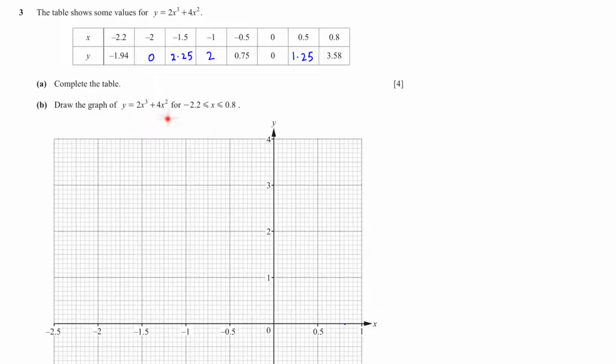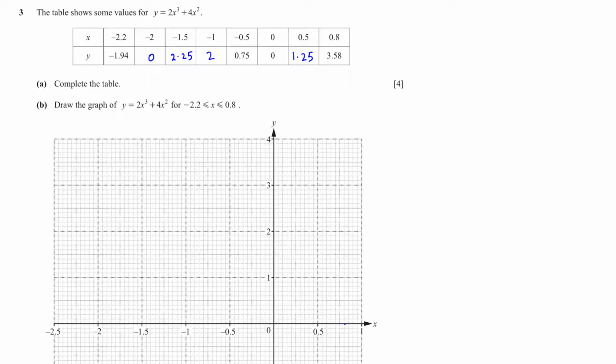Part B, draw the graph of y is equal to 2x cubed plus 4x squared. So we have been given a grid and we have to plot these points. Before we start, let's see what each little square means. On the x-axis, each 2 squares is 0.1. And on the y-axis, each square is 0.1. So 2 squares are 0.1 on the x-axis and 1 square is 0.1 on the y-axis.